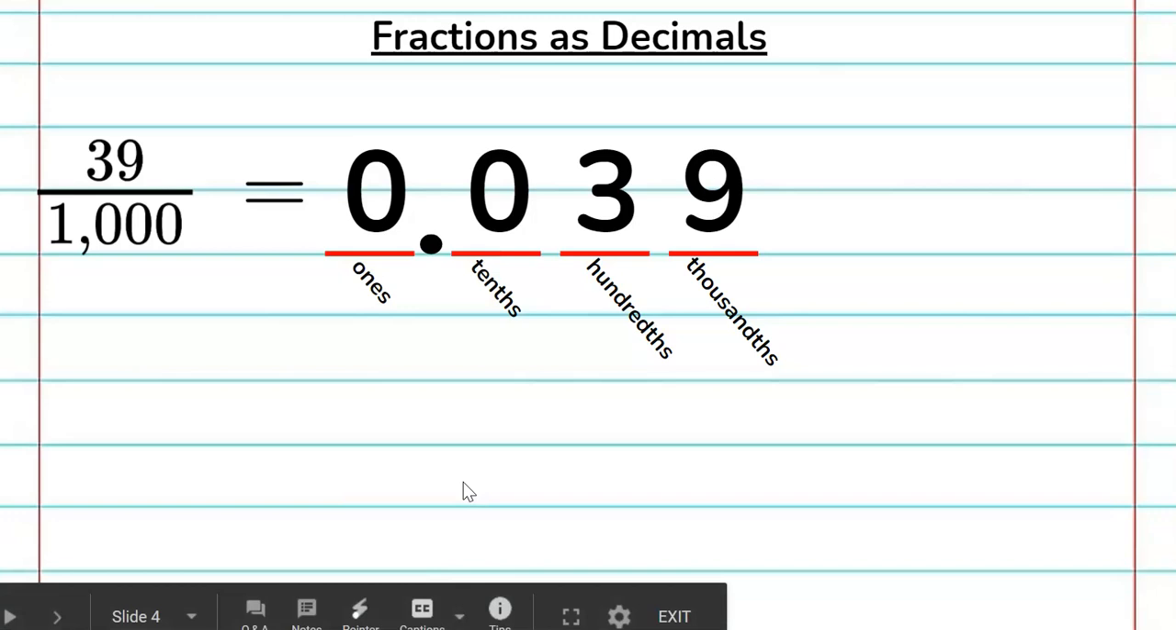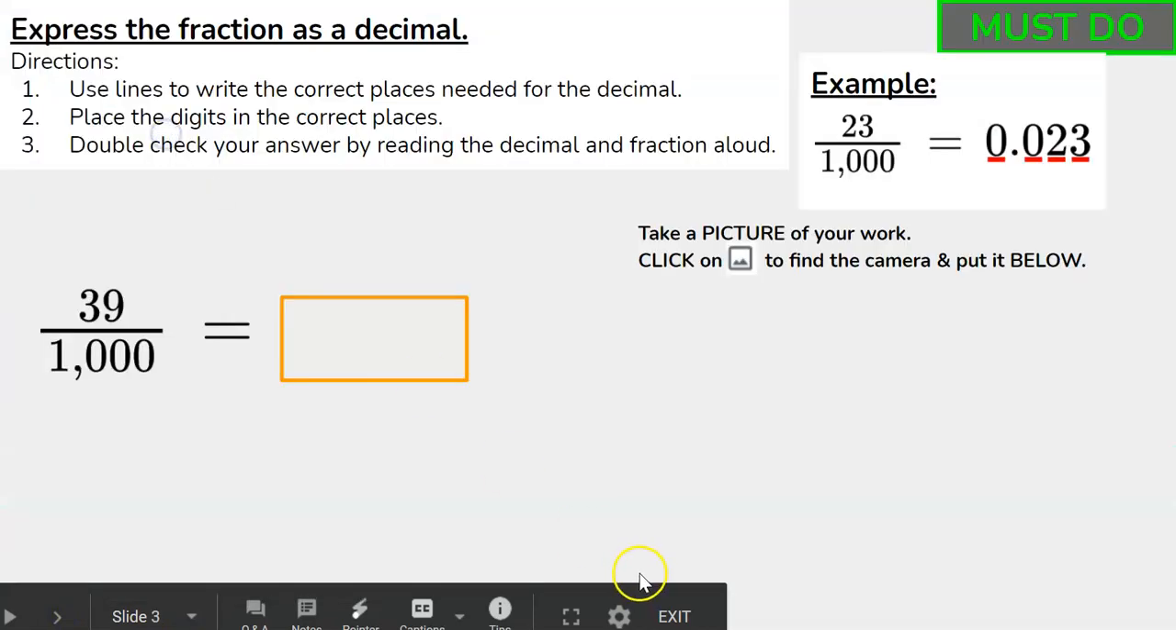This would be work that you would show on your slides. So this would be what you're taking a picture of on your slides for problems that look like this one. So if you were to go back to this slide, you would take a picture of that notebook and then type your answer in right here.